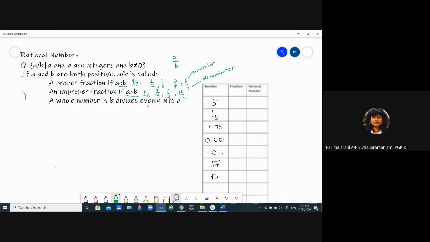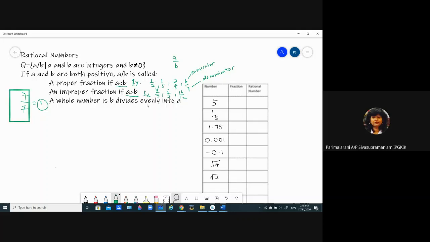What about this number? What do we call this number? Is this a proper fraction or an improper fraction? 7 over 7. Anyone? Whole number. It is a whole number. If you divide 7 over 7, you get 1. So 1 is a whole number, but when you write it in the form of a fraction, it is a fraction.